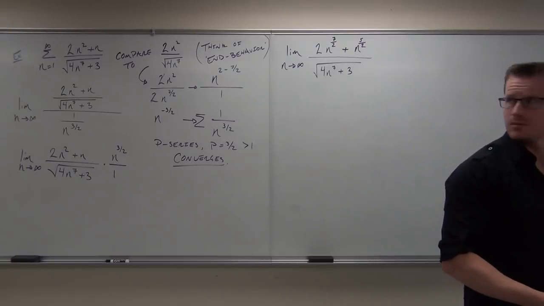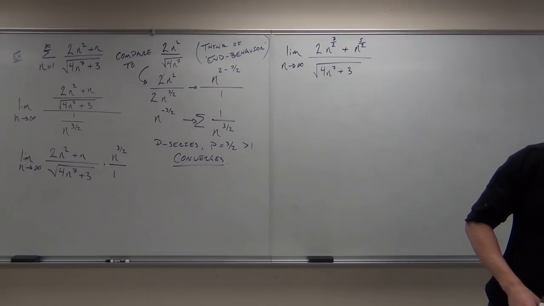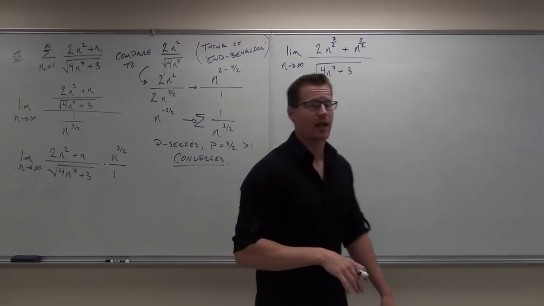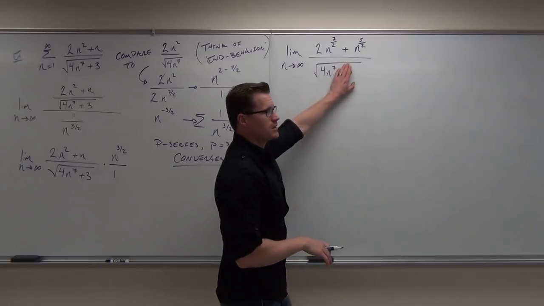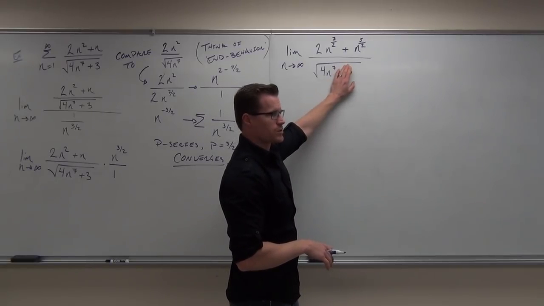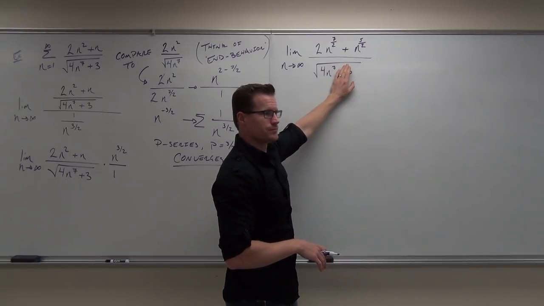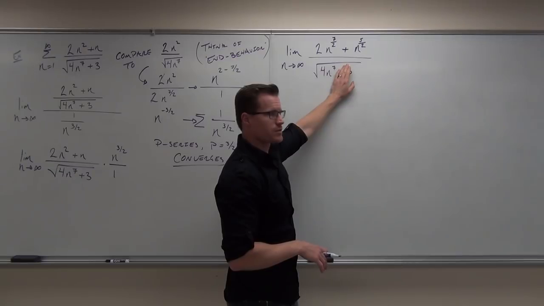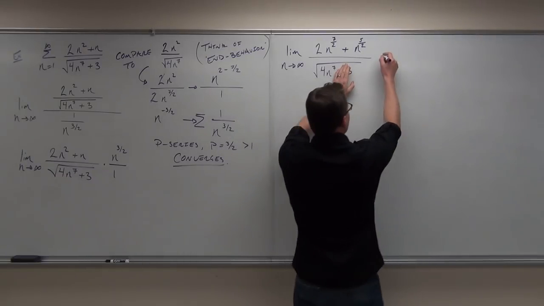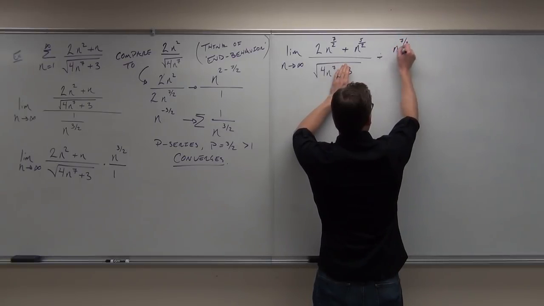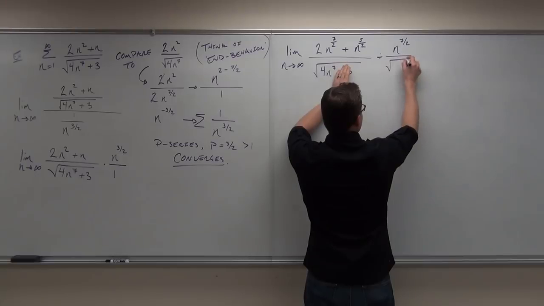Don't do L'Hopital's rule. Don't do that. Just divide by the largest power in the denominator. Here's how you figure that out: you cover up all but the leading term. That would be the largest power. So cover up all but that thing and write that as a power. So we're going to divide by n to the 7 halves over n to the 7 halves.